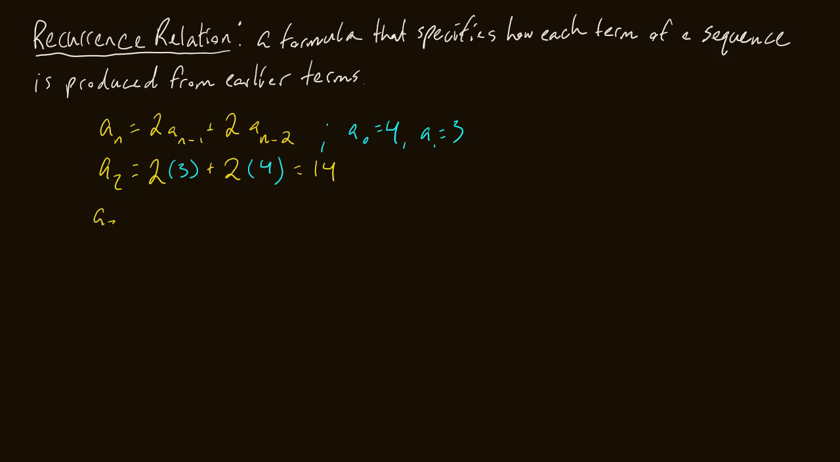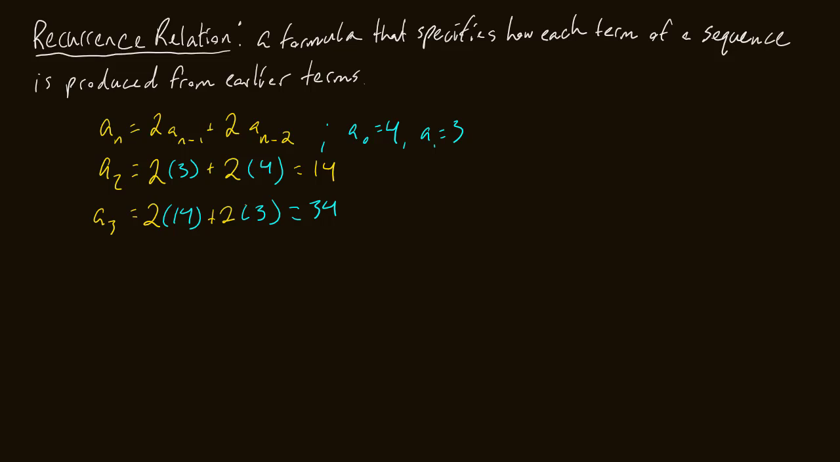And now what we could do is solve for a3. So a3 is going to be equal to 2 times a sub 2. Well, we just solved for a sub 2, it's 14. And then that's going to be plus 2 times a sub 1. What was a sub 1? That's what we were given. We were given that that's 3. So this is 2 times 14, which is 28, plus 2 times 3, 6. 28 plus 6 is equal to 34. Oh, I meant to change that back to yellow. I didn't. Oh well. And as you can see, we could keep on doing this.